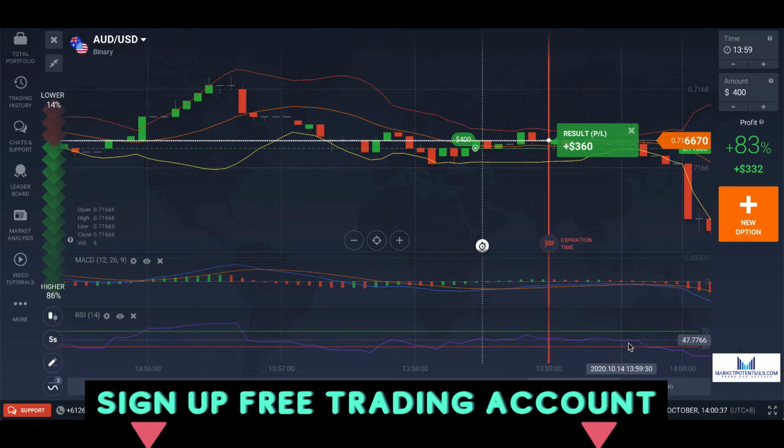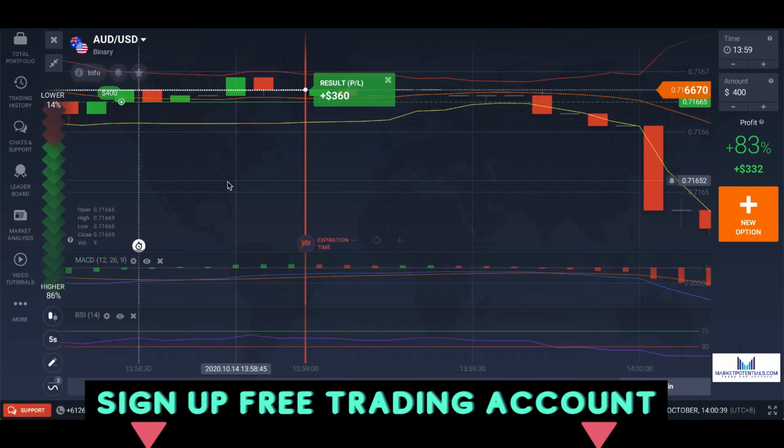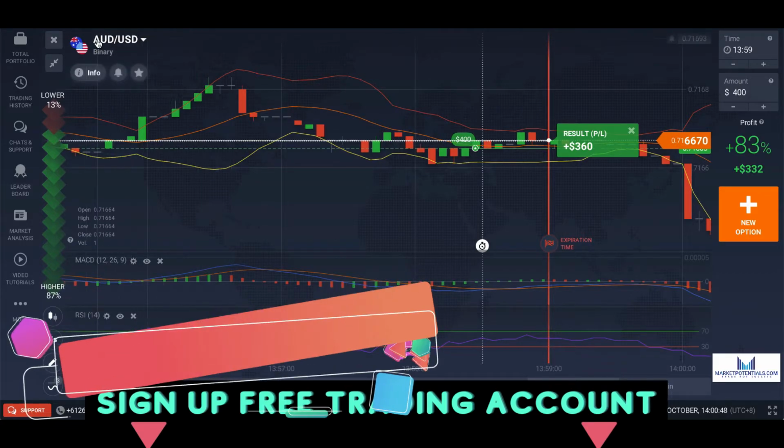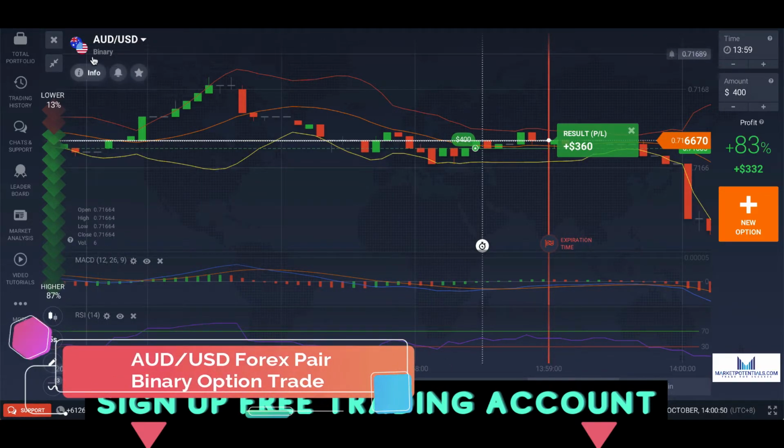So let's look back at the trade. I'm going to leave it as it is because if I start clicking around, it's going to disappear. So I just want some of the time shots here. Like I said, I traded the Australian dollar and the US dollar. This is the Forex pair. I traded it using the binary option trading method, I guess, if you want to say it.